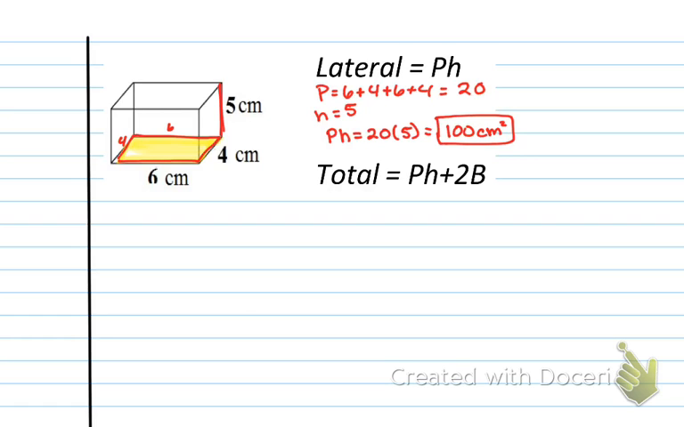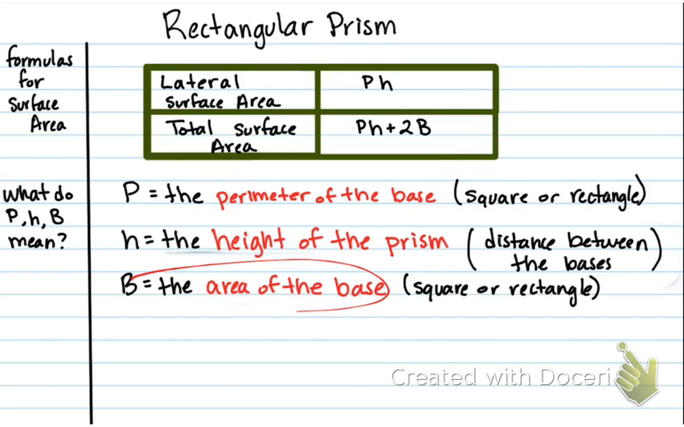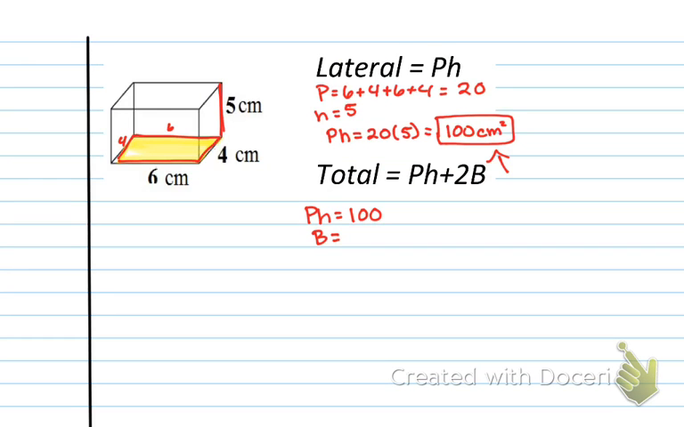Let's find our total surface area. It's saying pH plus 2B. We already found pH. We found pH right here. Okay, so pH, I'm going to note that down. That pH is going to be 100. And B, we got to find B. And reminder, B is going to be the area of the base. So we have the base, which is highlighted in yellow. And to find the area, we're going to multiply 6 times 4. Right? And when we multiply 6 times 4, we get 24.